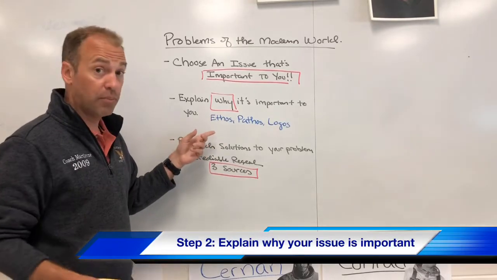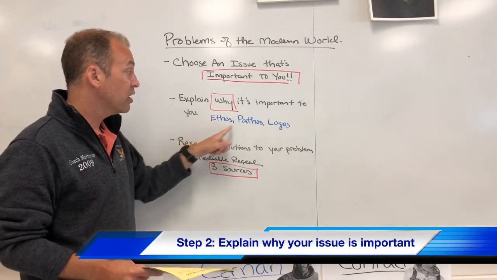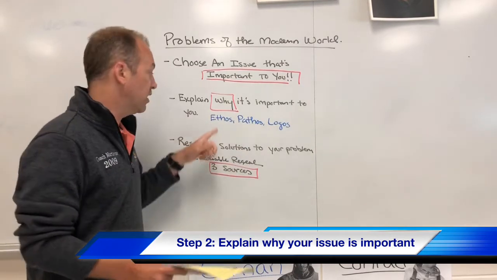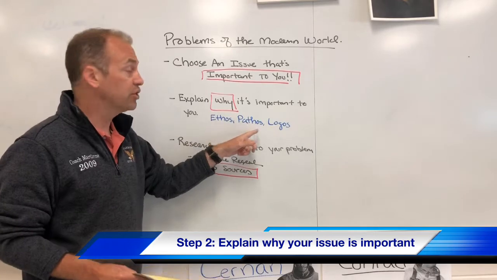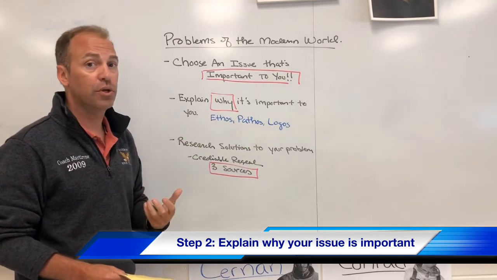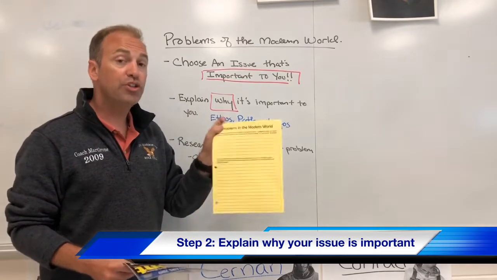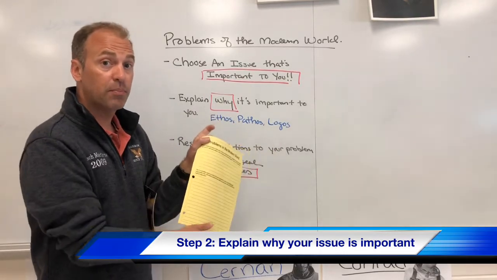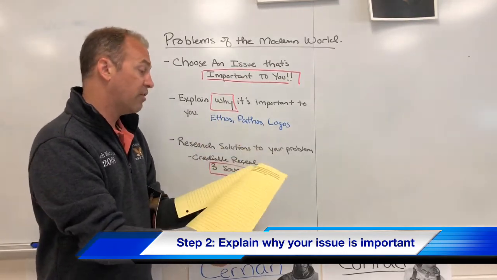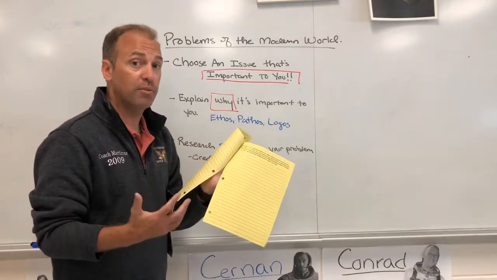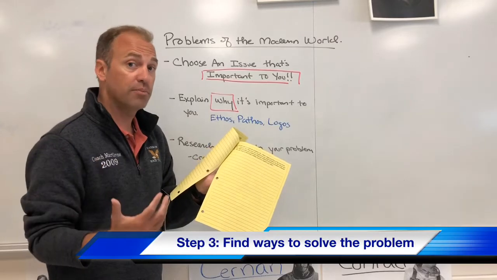So once you have that issue, you then need to explain why this issue is important to you. And that's where, remember from the debates, you want to use your ethos, your pathos, and your logos. Why is this issue ethically important to you? Why is it emotionally and logically important to you? Okay, so again, steps 1 and 2 are probably going to be the hardest. But once you have steps 1 and 2 complete in your yellow packet, then you're going to look up ways to solve this problem. We want to see that you're a problem solver.